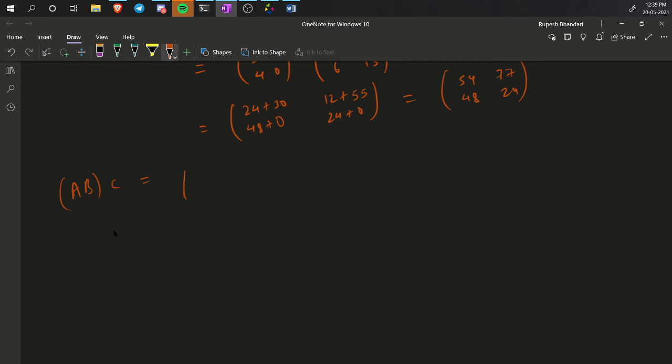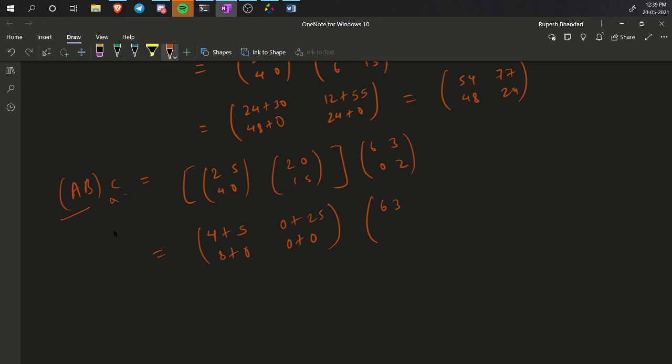A(BC). 2540 is our A, 2015 is our B, C is basically 6302. So first of all, let's solve for this and then we multiply it to this guy, okay? So in order to do that, 2 into 4, 5 into 1 is 5. 4 into 2 is 8, plus 0 into 1 is 0. 2 into 0 is 0, plus 5 into 5 is 25. 4 into 0 is 0, plus 0 into 0 is 0, right?